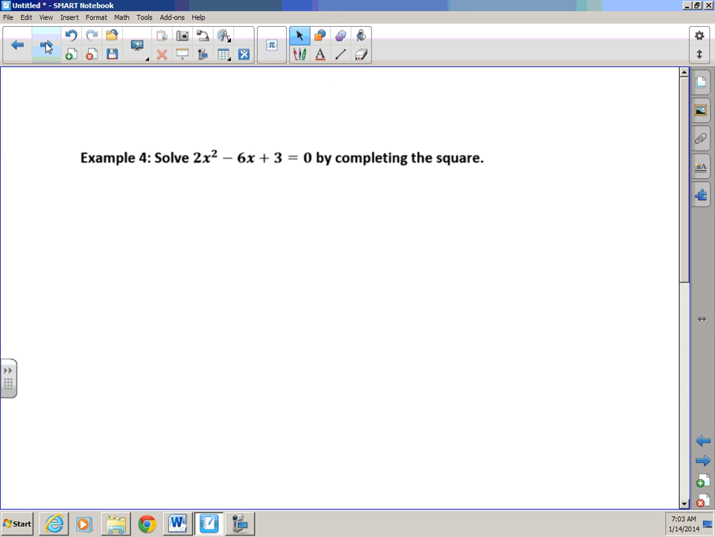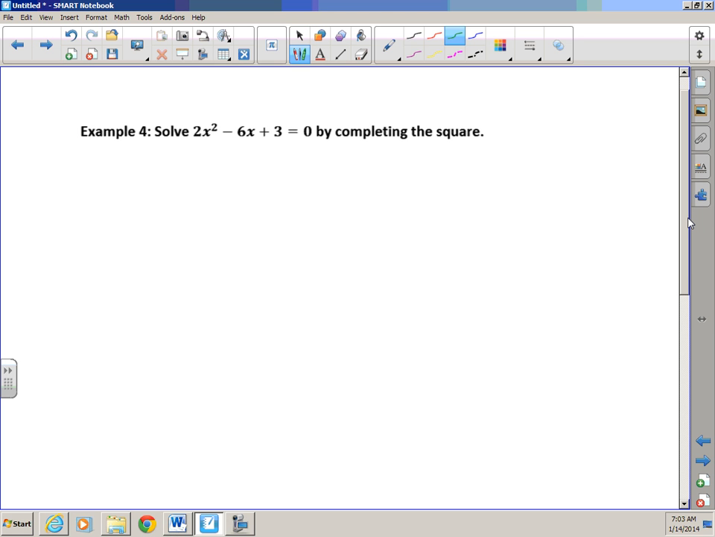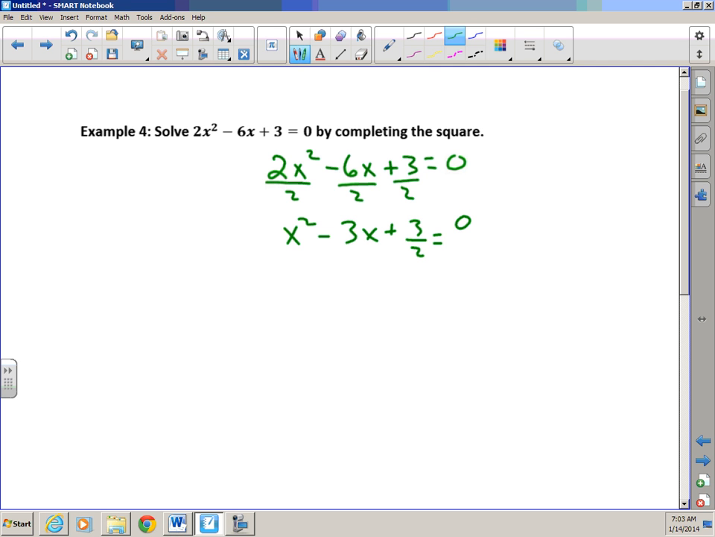So the last thing we want to do is another example. Now, what's different here is I have 2x squared. Well, I don't want 2x squared. All right? Because that makes doing this process not fun. So I'm going to divide everybody by 2. Now I get a little dreaded fraction here. All right? Now, how do I find my term that's going to go in there? It's negative 3 over 2 squared, which is positive 9 fourths.